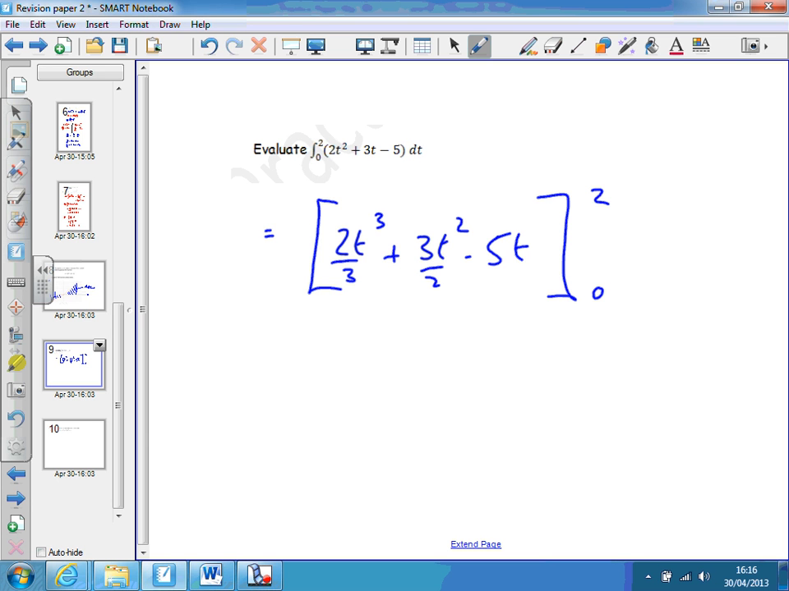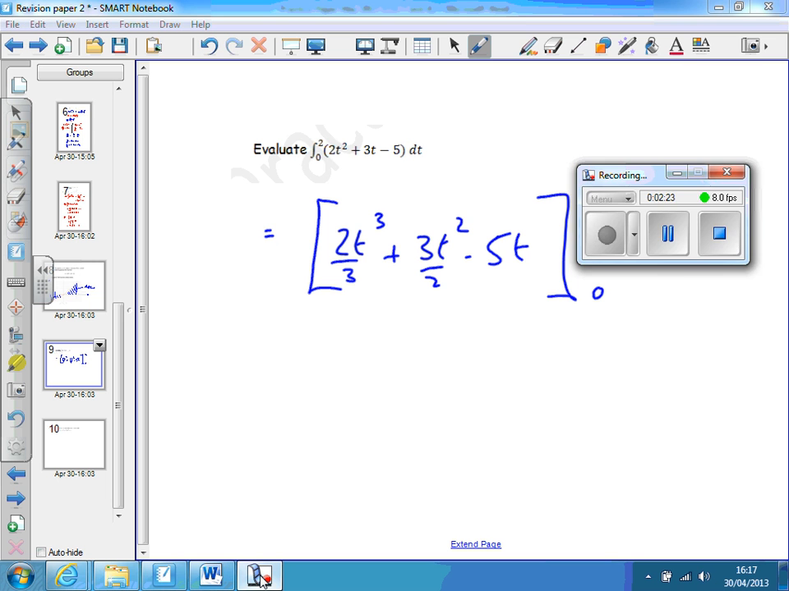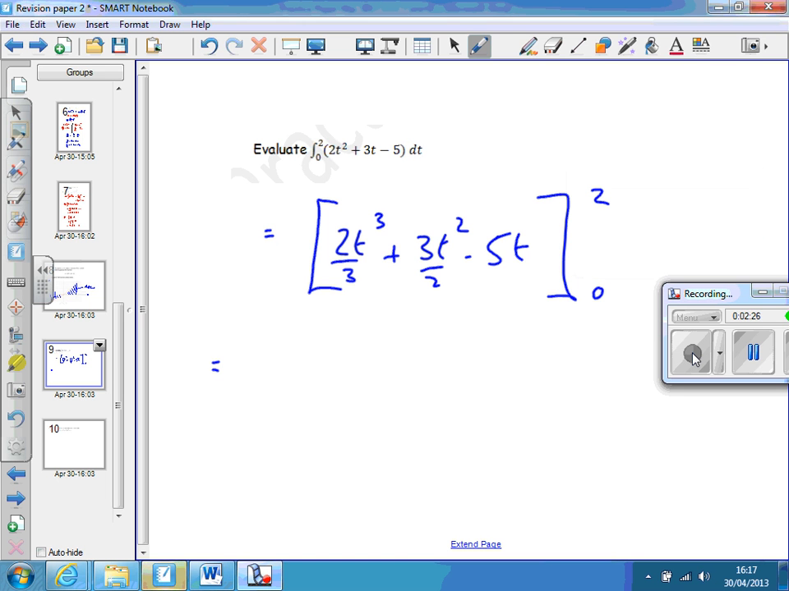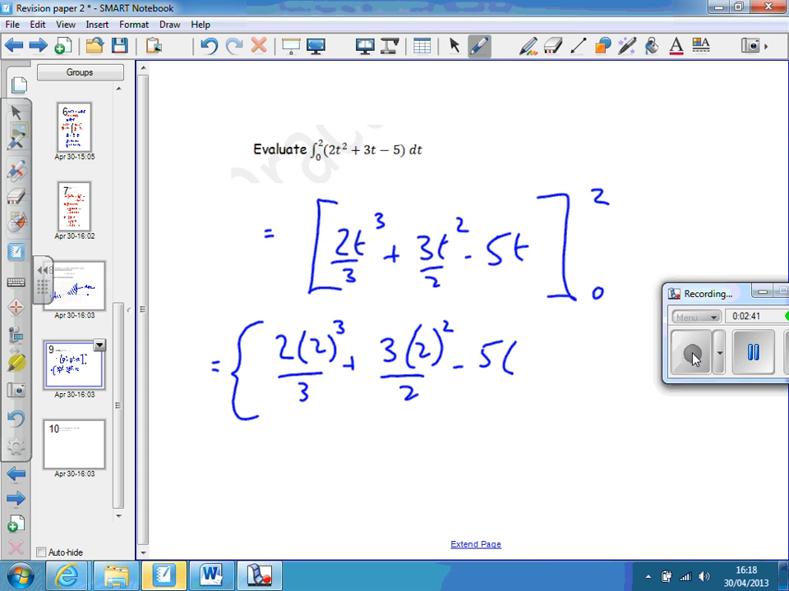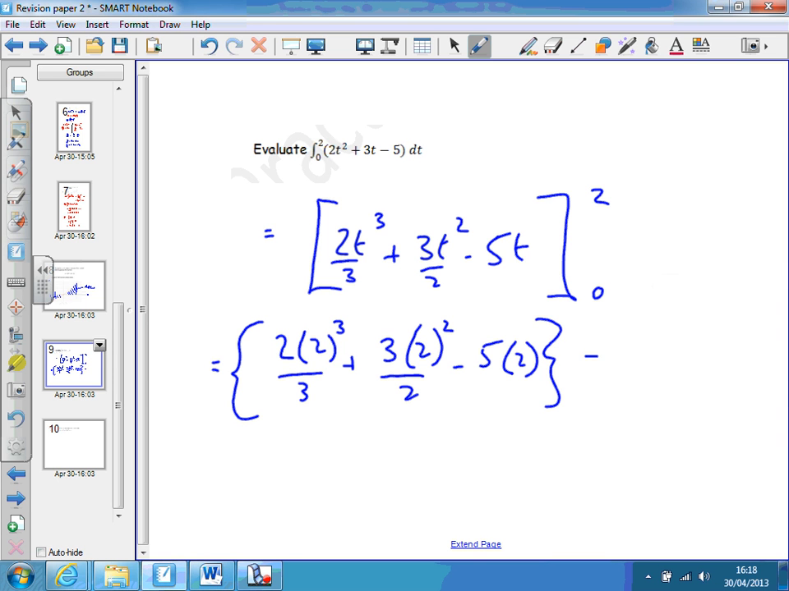And now I've got to put the values in, so see if you can carry on and finish that off from there. Remember the convention, using curly brackets, and I'll be looking for that sort of convention. 2 times 2 cubed over 3 plus 3 times 2 squared over 2 minus 5 times 2 is the first limit, and I think you don't need to go mad on the second one, because if t is 0, the whole lot's 0, so that's perfectly acceptable.